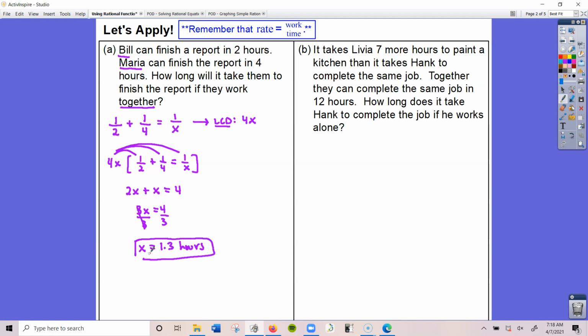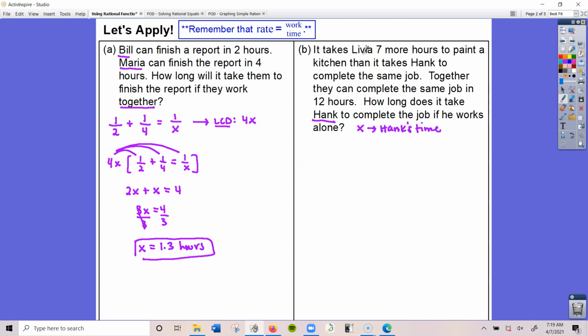Now let's look at a more complicated example here. It says it takes Livia 7 more hours to paint a kitchen than it takes Hank to complete the same job. Together, they can complete the same job in 12 hours. How long does it take Hank to complete the job if he works alone? So here we're trying to figure out the time it takes Hank to work. So we're going to make x equal to Hank's time, since that's what I'm trying to figure out.